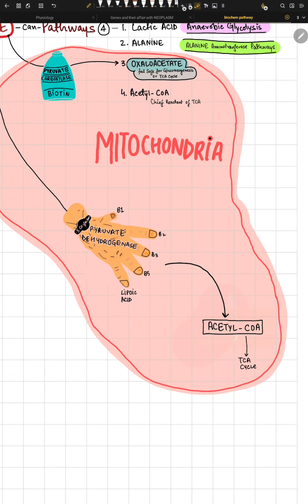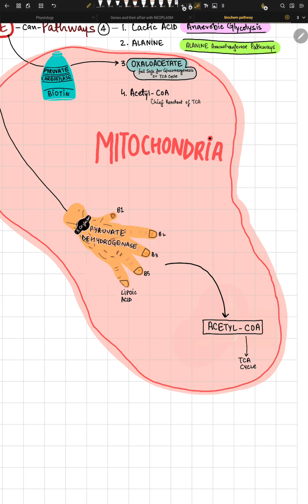Now we know that acetyl-CoA is one of the major reactants for the TCA cycle. This pyruvate dehydrogenase is the main enzyme that plays a big role here. Now this is a complex. How? Because it has B1, B2, B3, B5, and lipoic acid. These are all 5 cofactors of pyruvate dehydrogenase. These are big cofactors, and their functions are a little bit different.